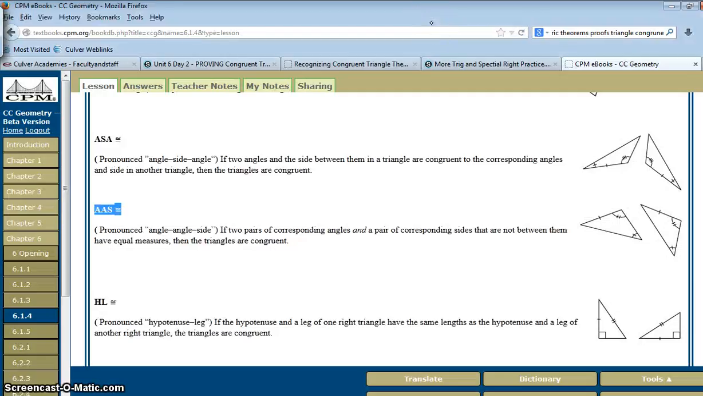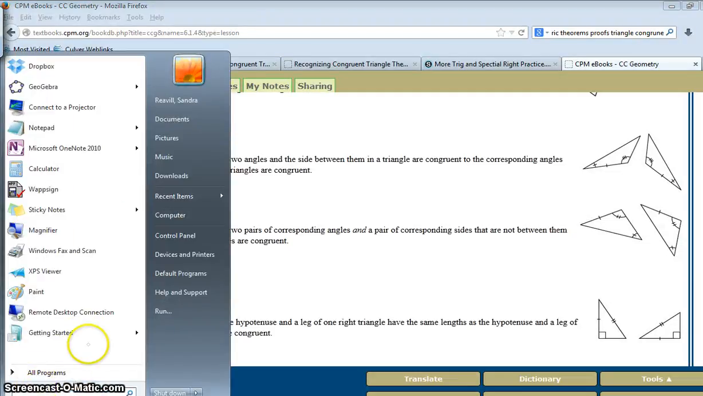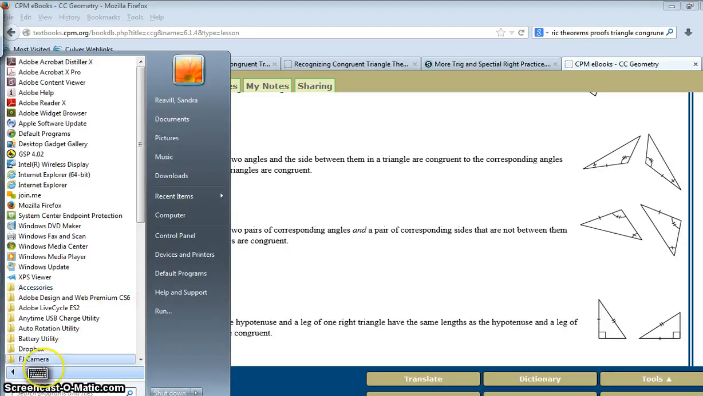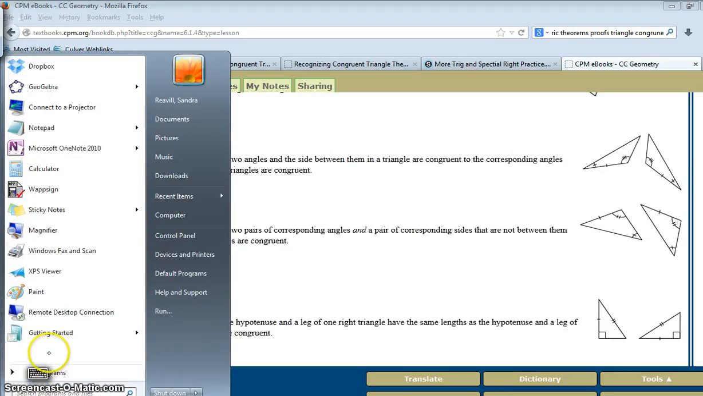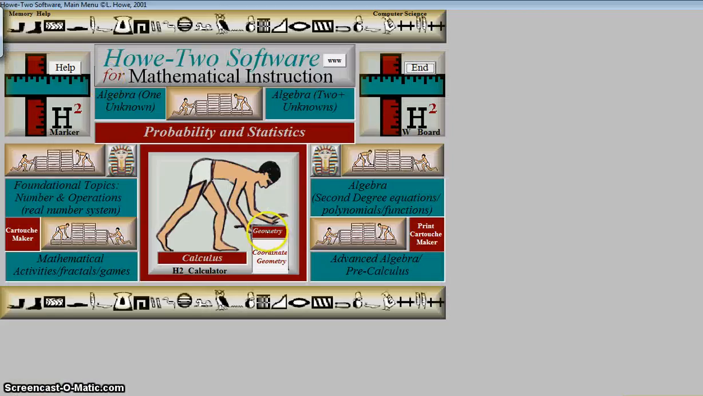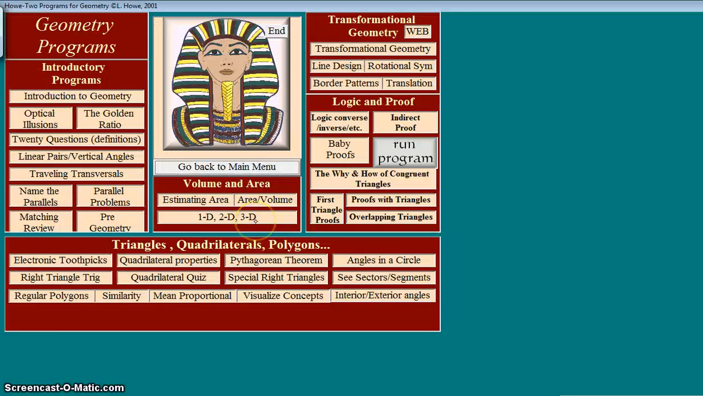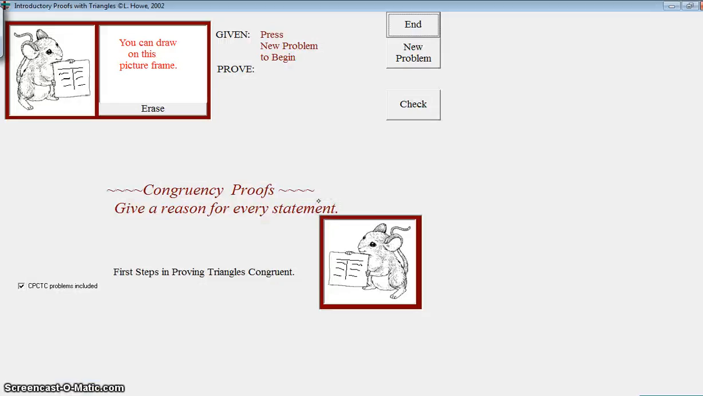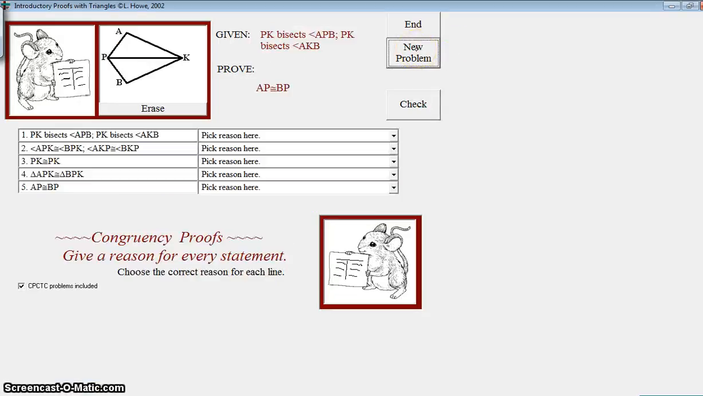But let's go ahead and start from your search bar. You probably have how to, it probably pops right up. Mine doesn't. So I'm just going to type in how. We're going to click on the word geometry under the guy's hand. And over here, first triangle proofs. And we're going to start a new problem. So here's my pair of triangles.